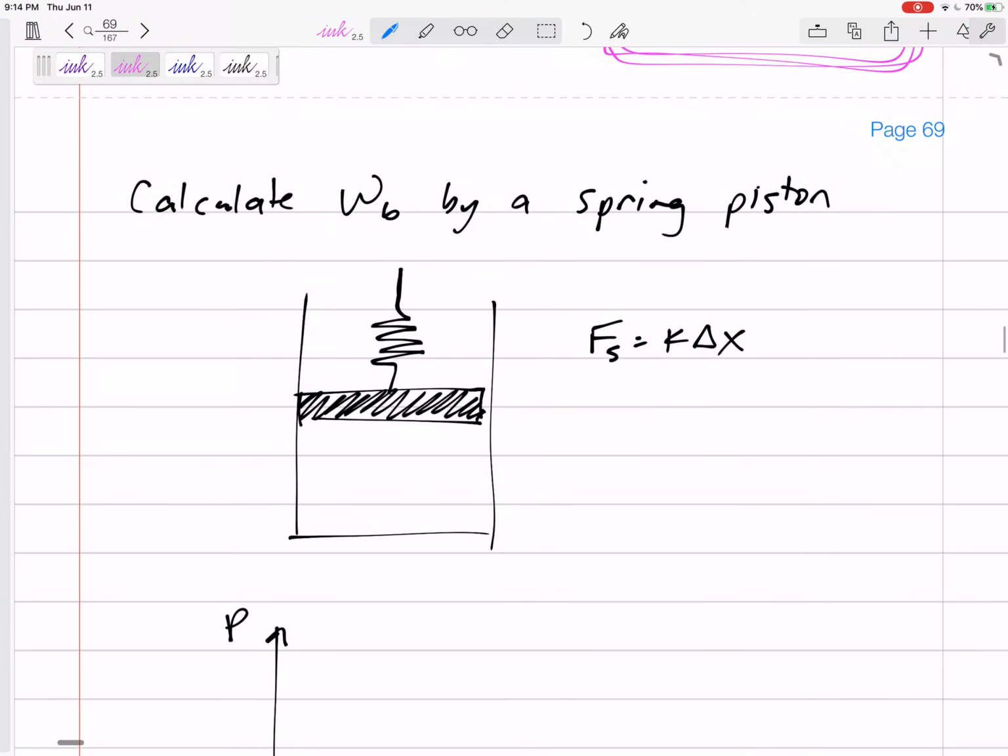Last one, all right, how about the boundary work by a spring piston? So it's not a piston that is just free to go up and down. It's a piston that has a spring attached to it. So you can imagine the further and further you go up, the harder and harder it gets to push on this. So let's say it moves a distance x.